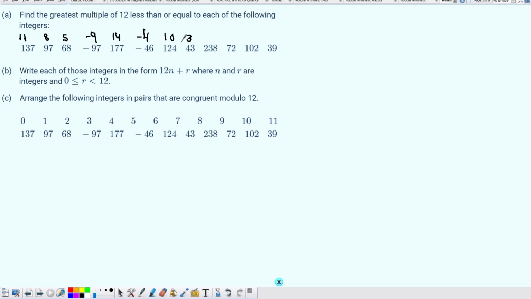238. 12 times 19 is 228. 12 times 20 is 240. Too big, so I must go with the 19. And I'm just going to go through the last couple fairly quickly. 72 would be 6 times 12 would get us close. Then 102. 102 would be 8 times 12. 39. 39 giving us the 3 times 12.